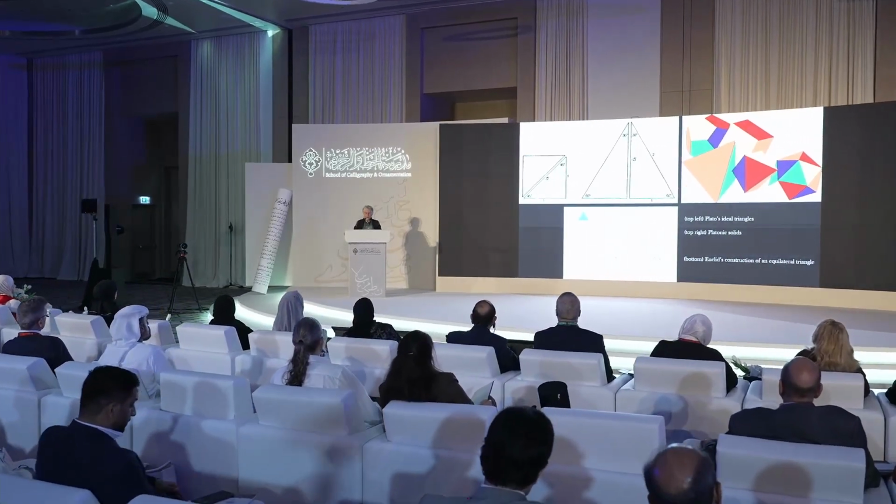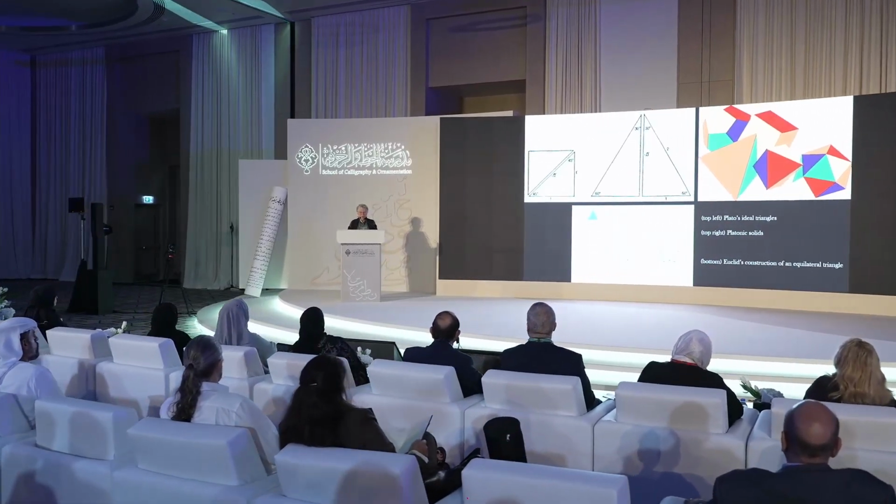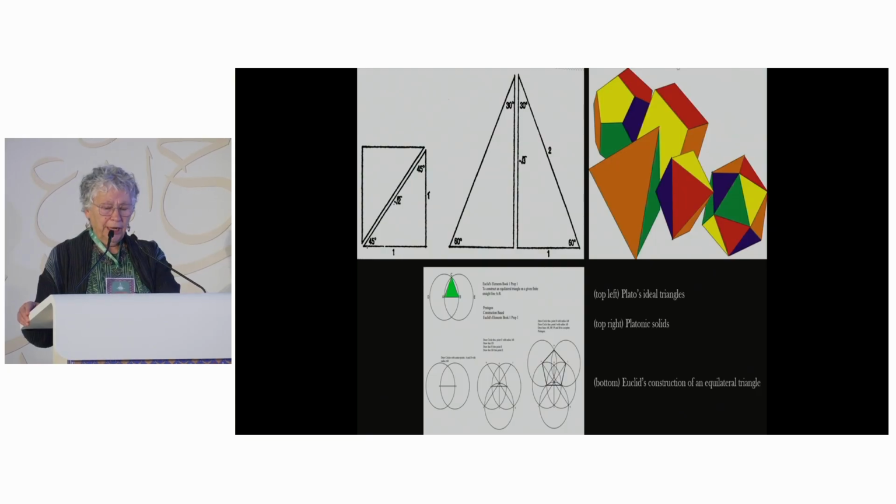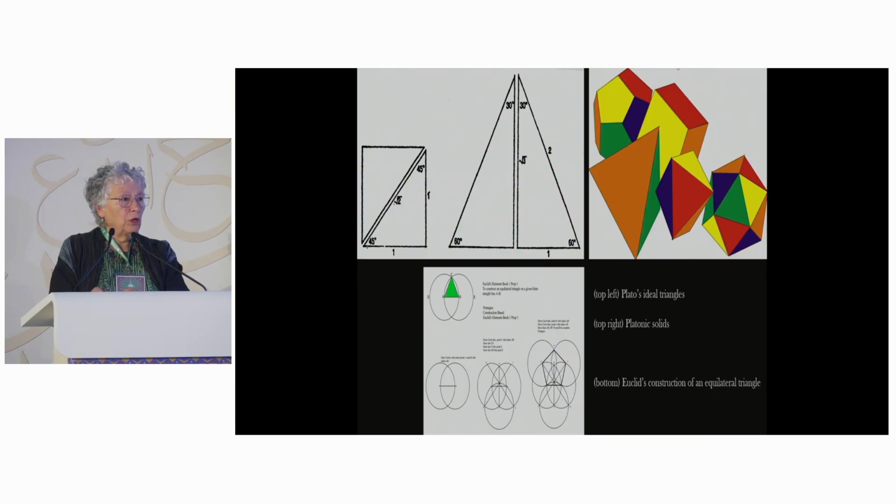Today, we know that with a unit side, the first produces a ratio of 1 to the square root of 3, and the second produces a ratio of 1 to the square root of 2. But in Plato's time, there were no irrational numbers.